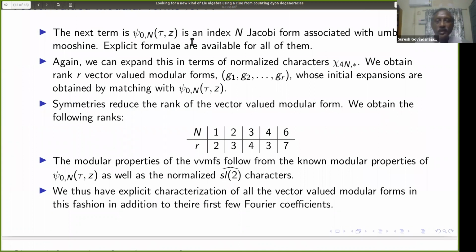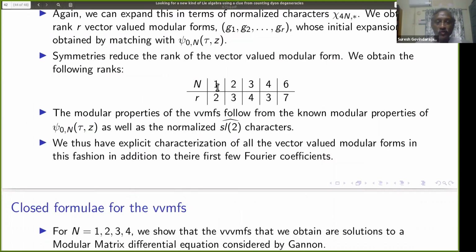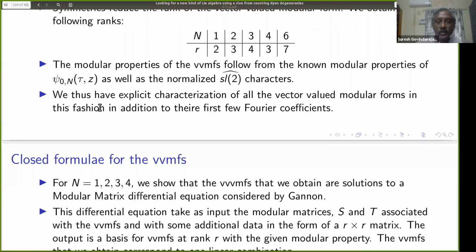So explicit formulae are available for all of psi of n. We expand in terms of normalized characters, and so we get a vector valued modular form. For n equal to 1, we saw it was only 2 independent ones, then 3, 4, 3, and 7. It becomes fairly large for 6. The modular properties of the VVMF follow from the known modular properties of psi 0 n as well as the normalized SL2 characters. So we have actually an explicit characterization of vector valued modular forms in this fashion, in addition to their first few Fourier coefficients.